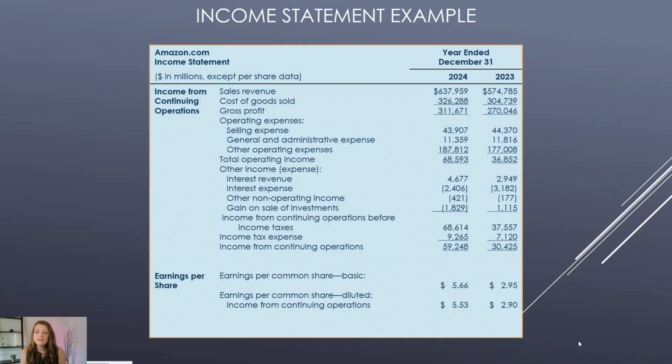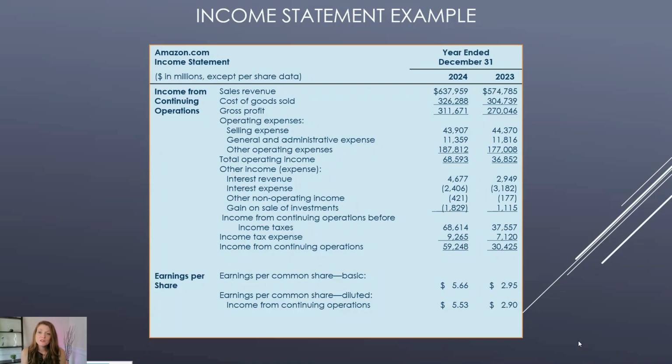So as you can see, they have their income from continuing operations. They have their sales revenue. And as you see at the top, this is in millions. And as I mentioned before, when it's in millions, that means they've just dropped 6 figures from behind it. So this number is actually $376 billion, almost $378 billion in sales revenue for 2024. So they've dropped the 6 figures behind it.